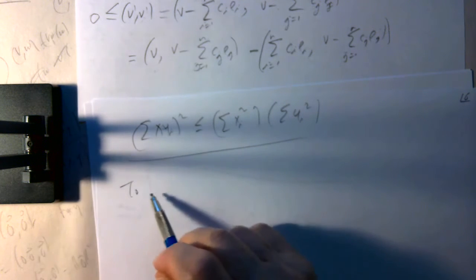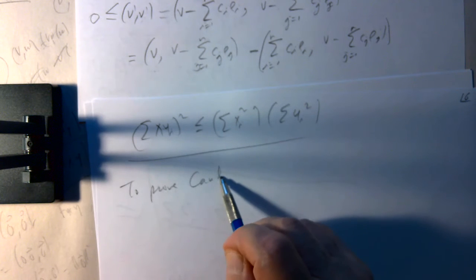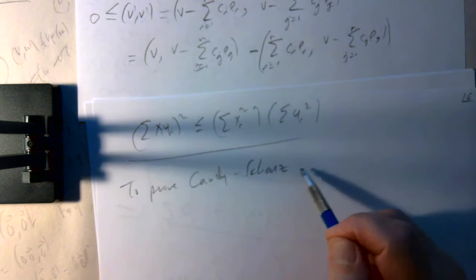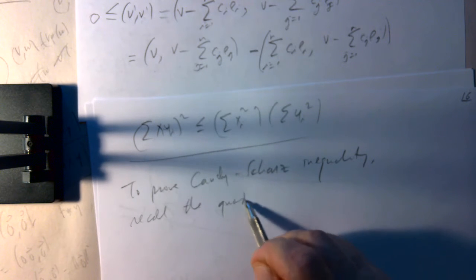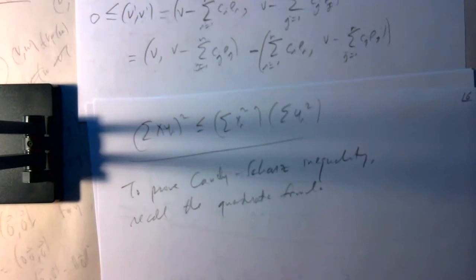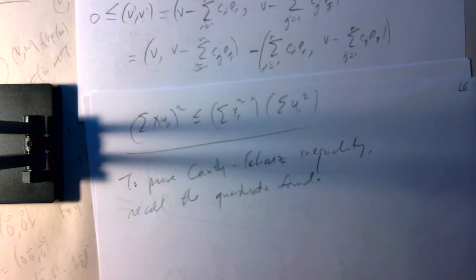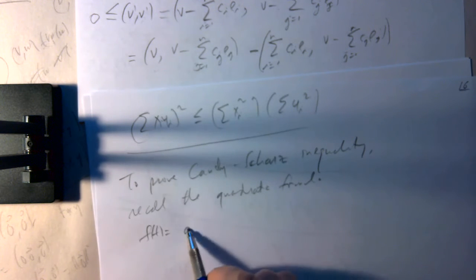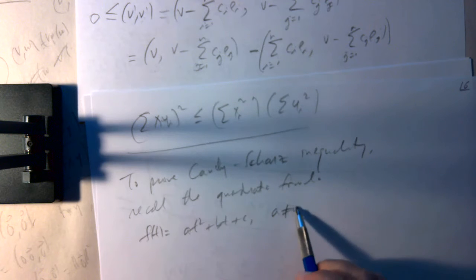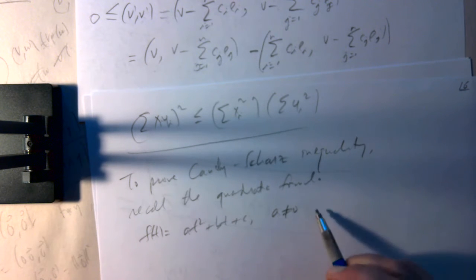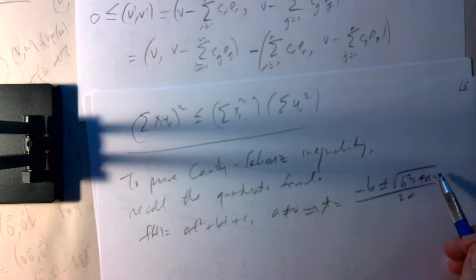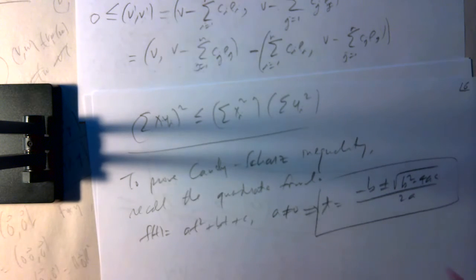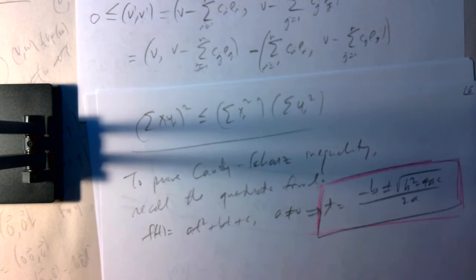And in order to prove Cauchy-Schwarz, so to prove the Cauchy-Schwarz inequality, we have to recall the quadratic formula for solving a quadratic equation. So this is hopefully what you learned in high school, if not in pre-calculus. If you have the quadratic f of t equals a t squared plus bt plus c, and quadratic means the t squared term actually appears, so a is different from 0. The solutions, t, are equal to minus b plus or minus the square root of b squared minus 4ac over 2a. That, I hope you know, is the quadratic formula.